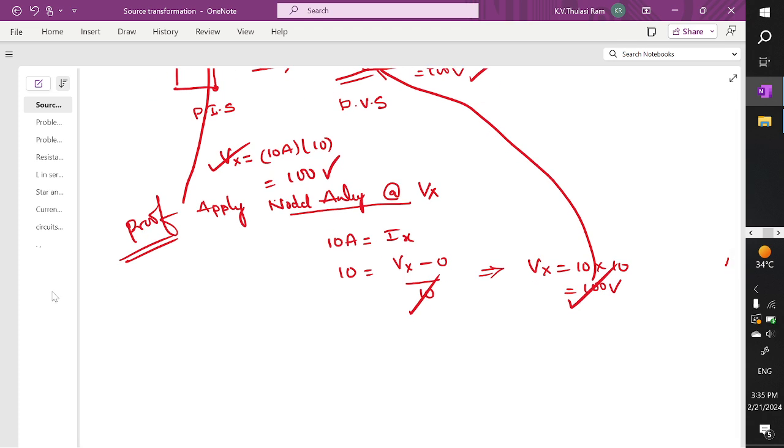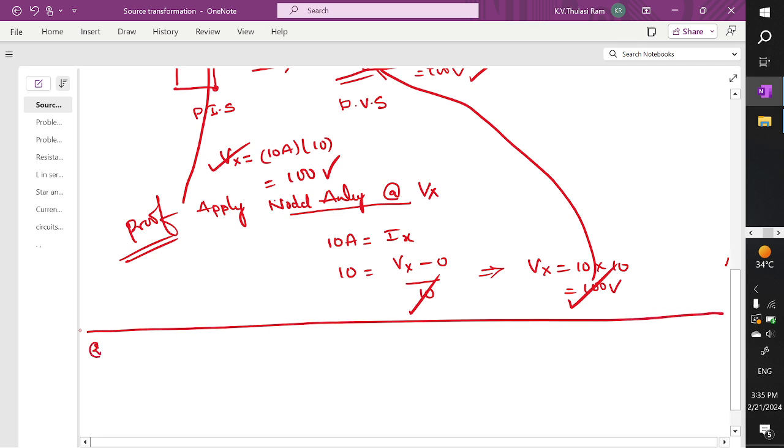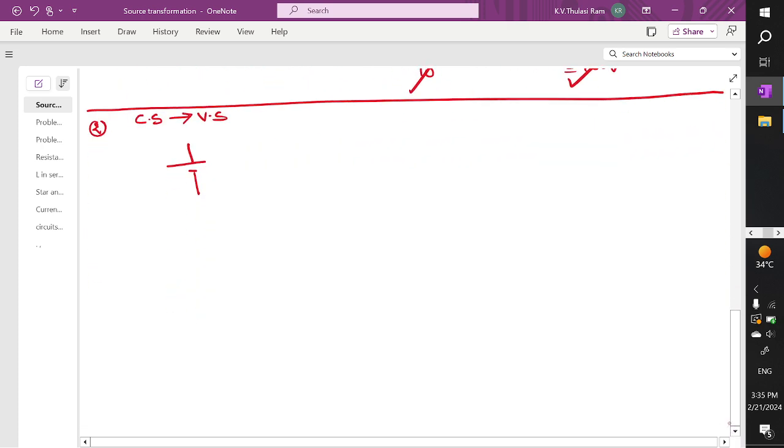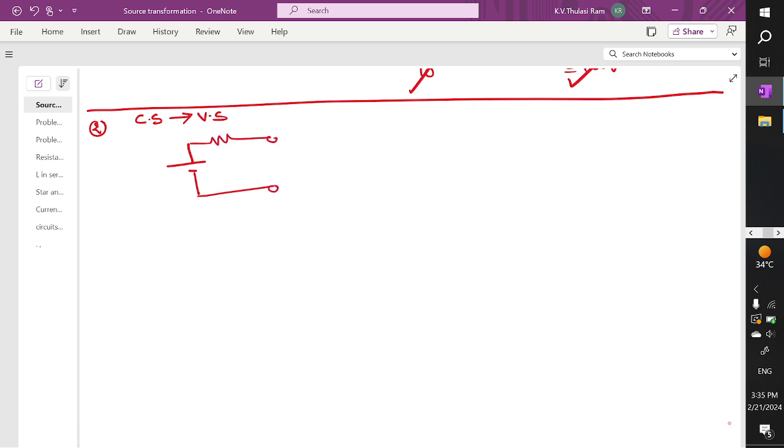Let's try to solve the next problem. Second problem: convert the following given source. Here a voltage source is given to us, connected with a series resistor like this. The voltage source value is 10 volts and the resistor is 5 ohm. So he is asking us to convert this and find the equivalent current source.